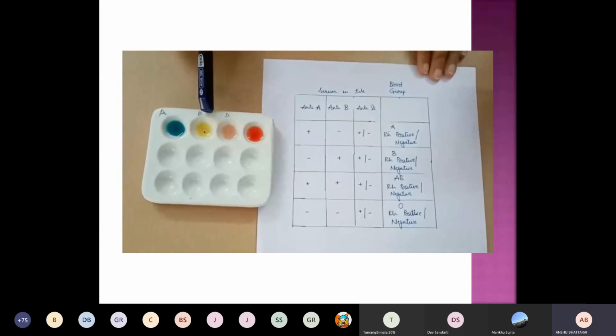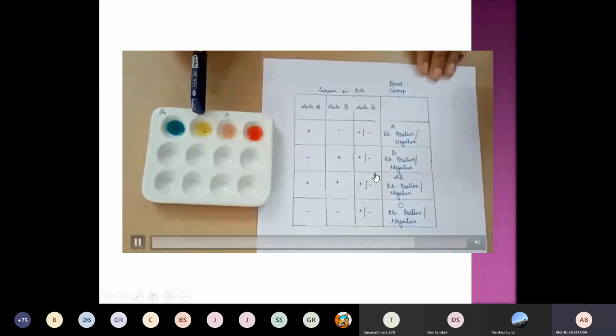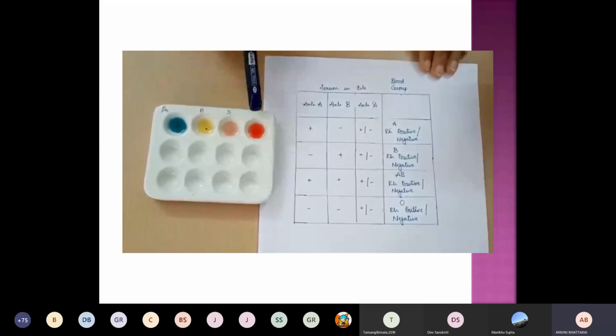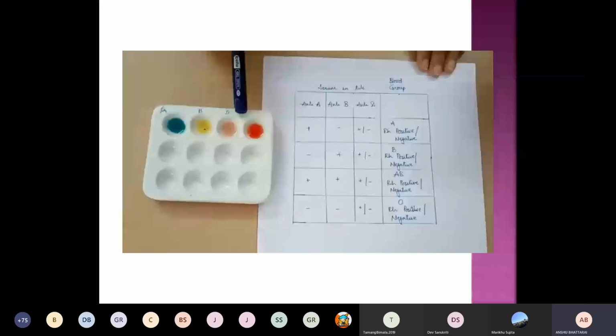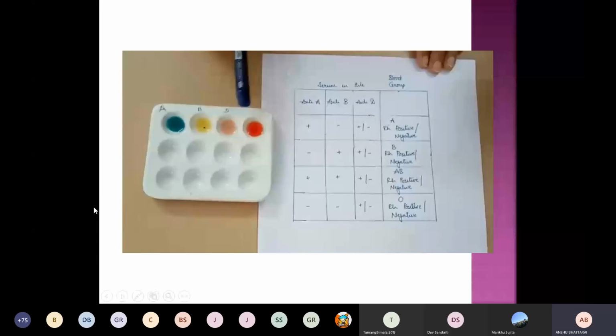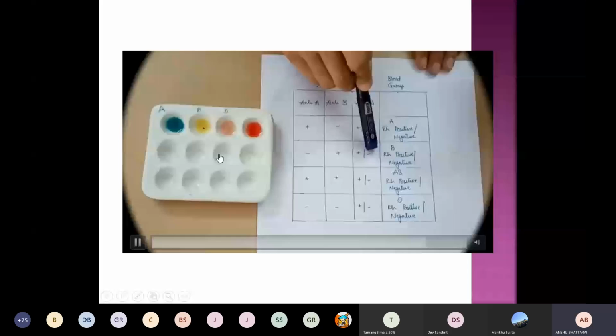Therefore, our blood group is B, and we couldn't find agglutination in D. Therefore, our blood group is Rh negative. Therefore, the blood group is B Rh negative. We can confirm the findings under low power of the microscope.